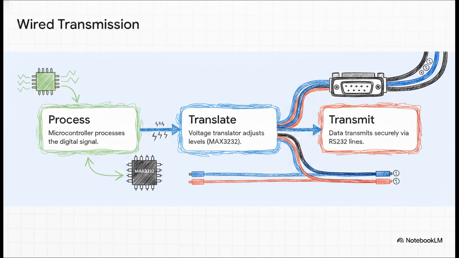So step 2 brings in a voltage translator. Think of a chip like the industry standard MAX3232. It steps in to adjust those voltage levels so they meet the much more robust RS-232 standards. Finally, in step 3, the data securely transmits at a set baud rate over standard transmit and receive lines.